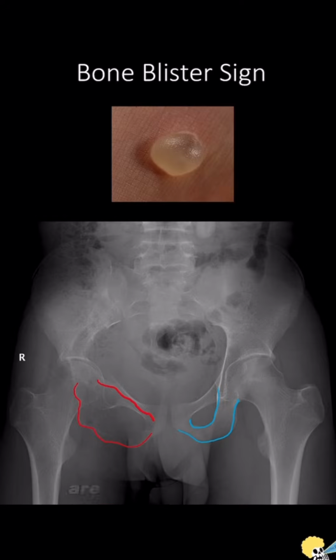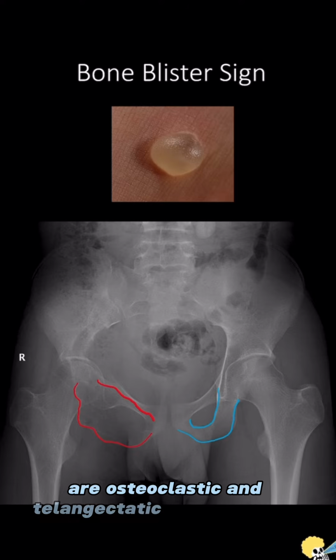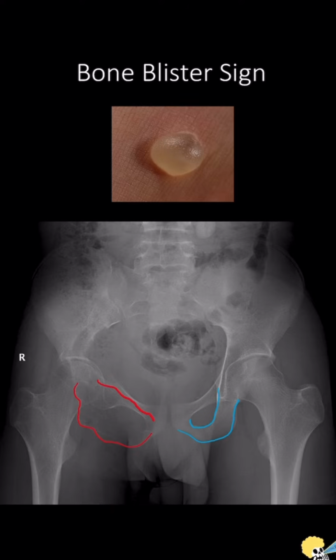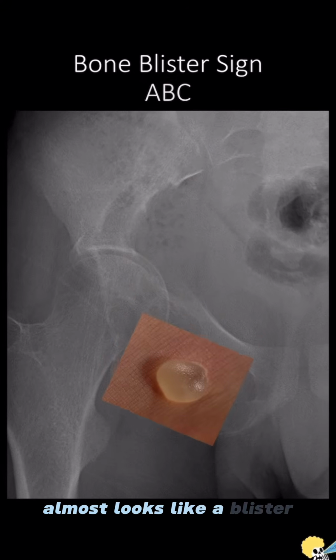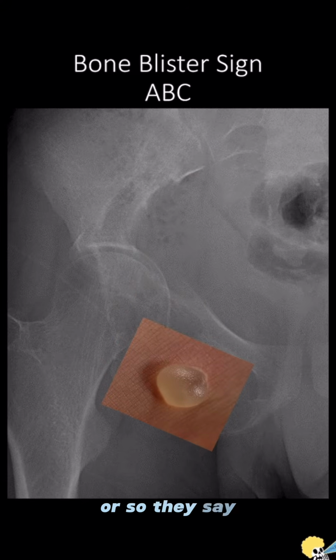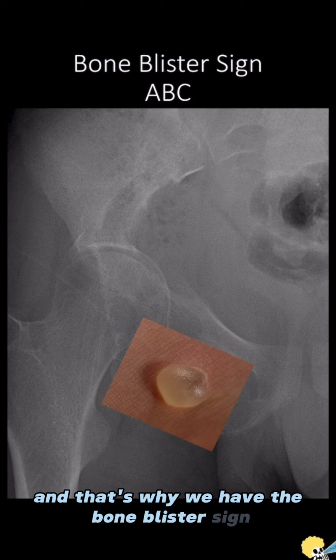Aneurysmal bone cysts are osteoclastic and telangiectatic lesions of the bone. And what happens is that you have bleeding within the bone, and that bleeding causes expansion of the bone. And when that bone expands, it loses the trabecula within it, and it kind of looks transparent. And that expanded transparent bone almost looks like a blister, or so they say. And that's why we have the bone blister sign.